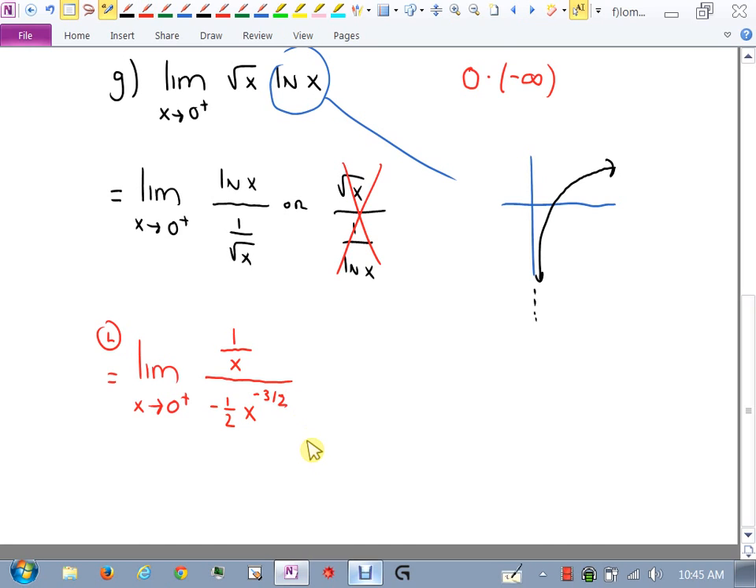Did y'all get this for your derivative? Derivative of natural log of x is 1 over x. Derivative of 1 over root x is this. Where did that come from? Or did y'all do quotient rule on that? This is the same as x to the negative 1/2, isn't it? That's what this means? X to the negative 1/2?